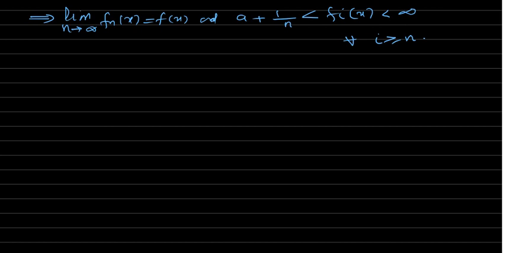n is fixed. Since this is true for all i greater or equal to n, we can take the limit i approaching infinity, but that limit is equal to f(x) here. Limit f_n(x) is f(x). So we can apply the limit here, because i is any integer greater or equal to n. n may be 5, 6, 7, it may be anything, but it is fixed, and i is not fixed, it is any integer greater or equal to n. So this gives A plus 1 over n is less or equal to f(x), by applying the limit, which is less than infinity.